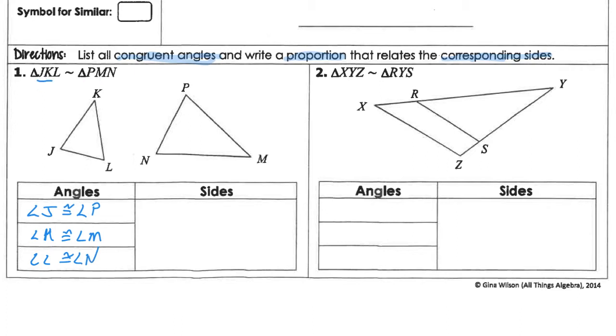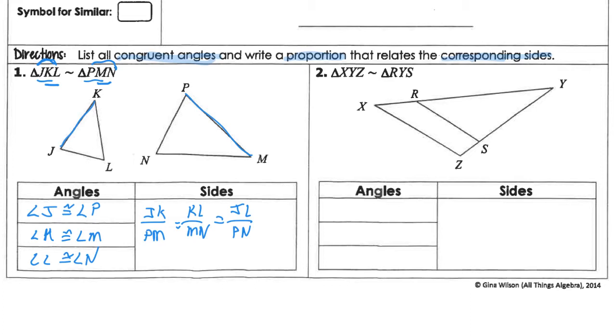So for the sides, I look at the first two with the first two. JK is going to be a side here that's going to match up with PM on the other triangle. So I know that JK is going to make a ratio with PM, and it's going to be equal to the second two with the second two, so KL with MN. And the last ratio is going to be the first with the last, so J with L and P with N. And that's all there is to it.